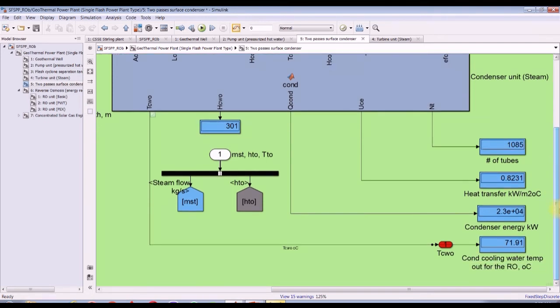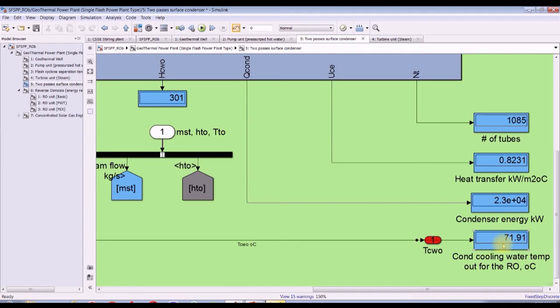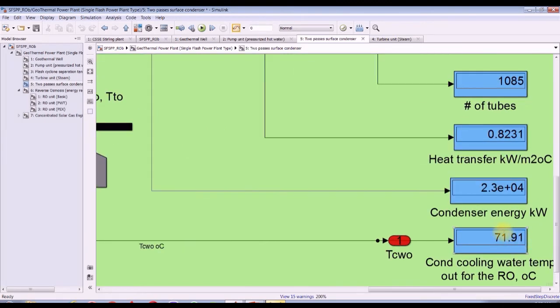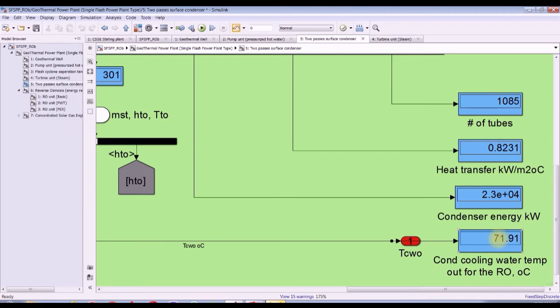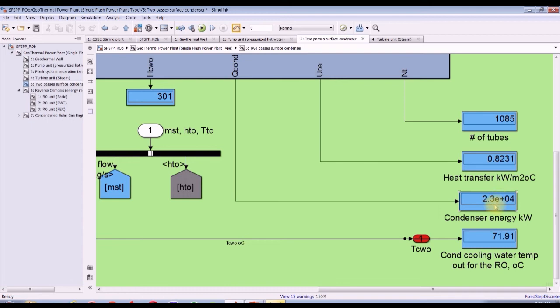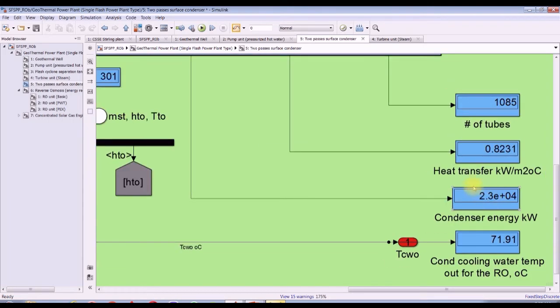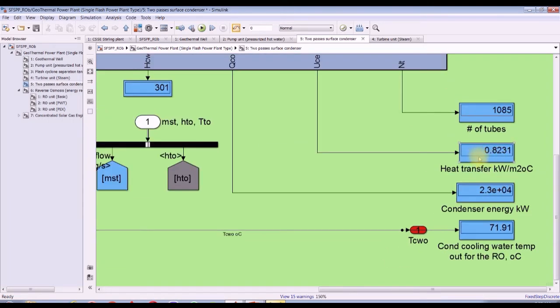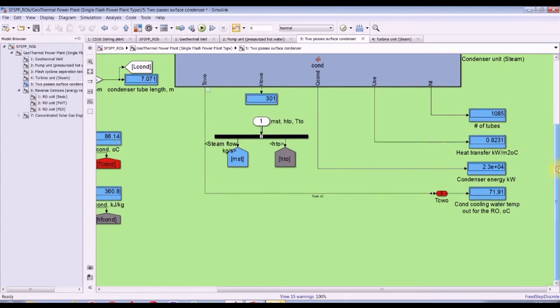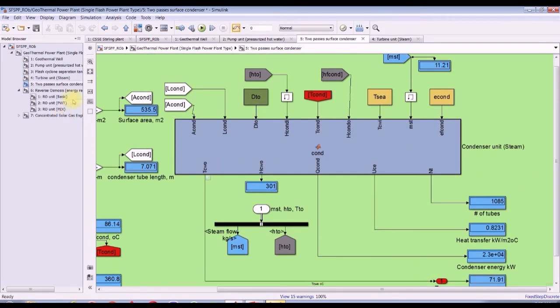Okay, and this stream is going for the reverse osmosis. Okay, enthalpy and mass flow rate and so on. And this is outlet cooling temperature. It's 71. Okay, this stream is going for reverse osmosis. This is thermal energy through the condenser unit, heat transfer, overall heat transfer coefficient, number of tubes needed, and so on.